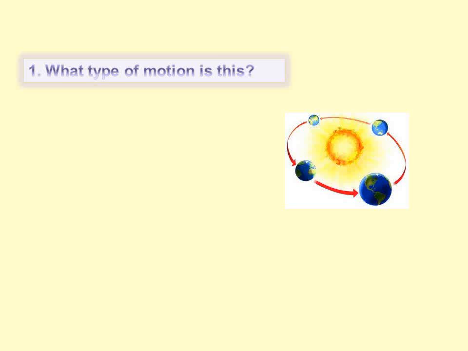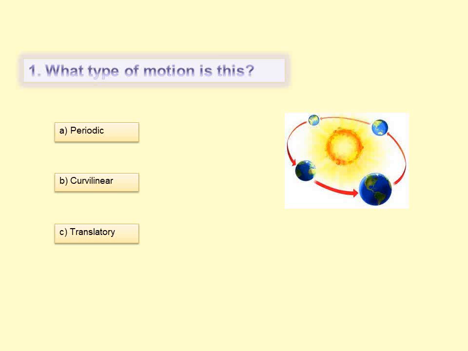Okay, let us discuss some examples or exercises about it. What type of motion is this? Look at the picture. It's the earth rotating around the sun. We have the first one, periodic. The second one, curvilinear. The third one, translatory motion. And the last one, circulatory motion. The answer is periodic motion. It means it can change its position.